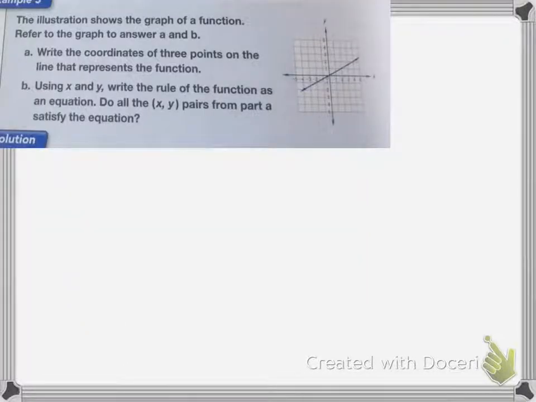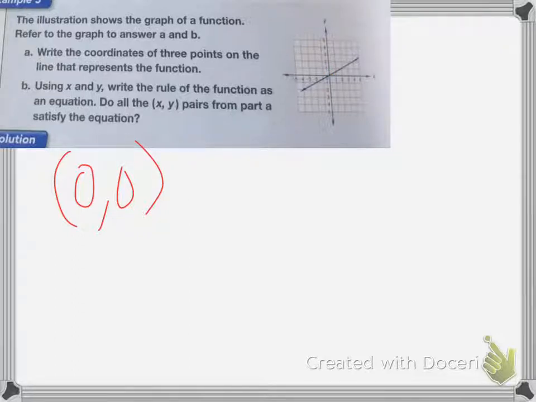Okay, on this one, this illustration shows the graph of a function. Refer to the graph for A and B. Write the coordinates of the 3 points on the line that represents the function. So I'm going to just pick 3 points. So 0, 0 is one of those points. So I have 0, 0.